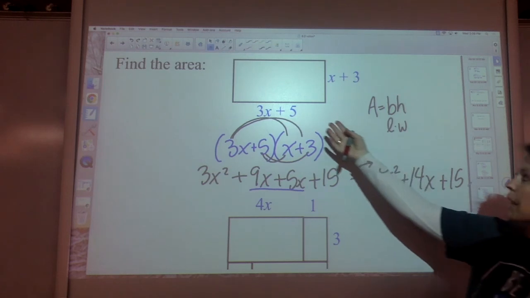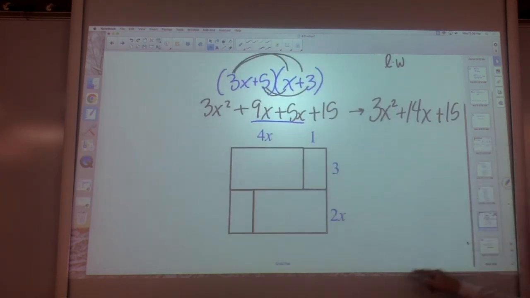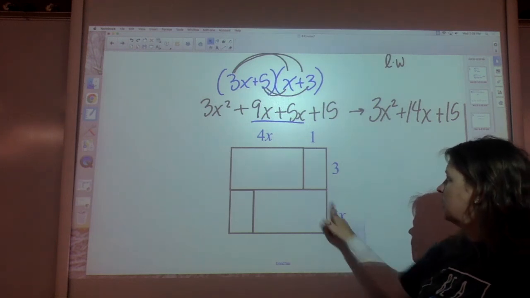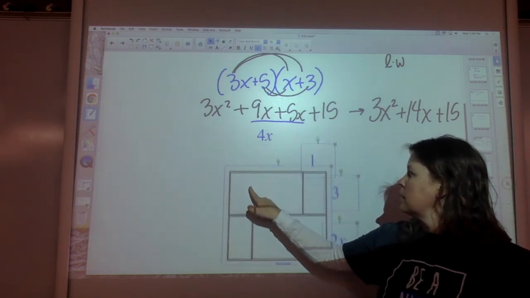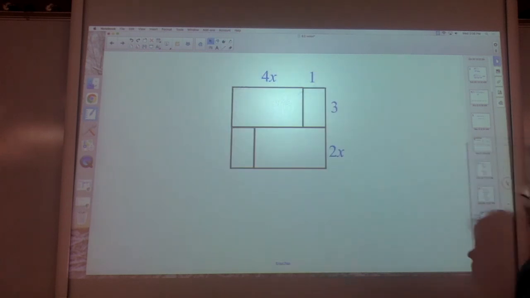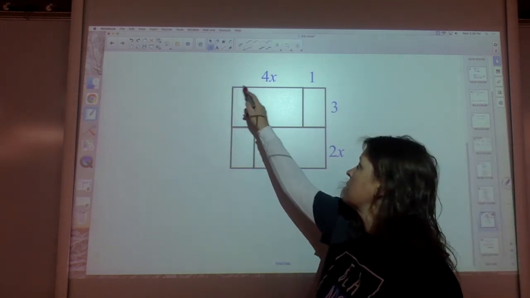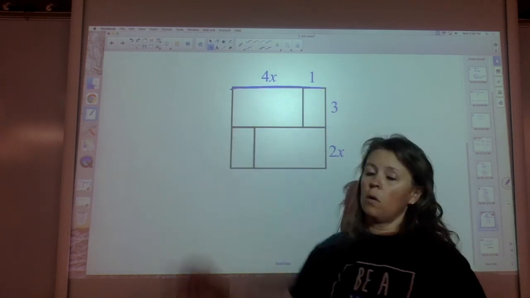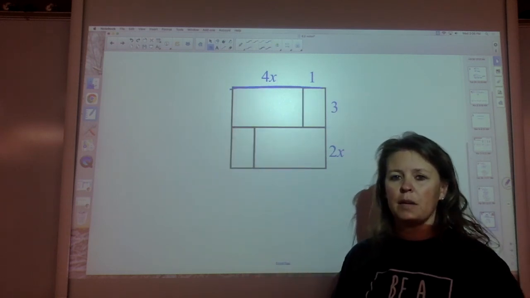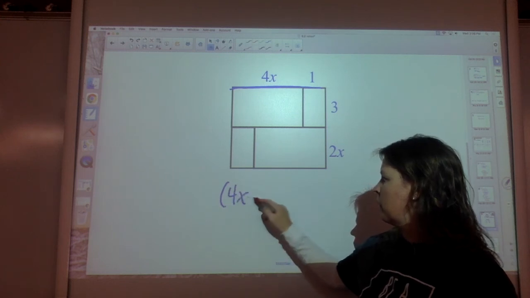Well, in this problem, they gave you the full length and the full width. Take a look at this problem. They gave you 4x. They broke this all up into a few different rectangles and squares. You have to find the area of this. Well, first you have to find its length. How long is this? It's 4x plus 1 long, but you can't add an x and a number, so we just call its length 4x plus 1.